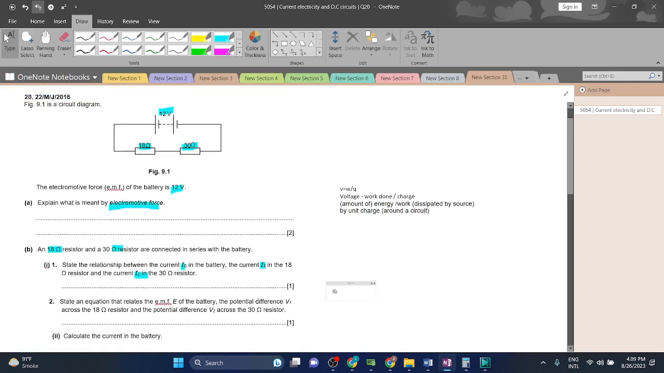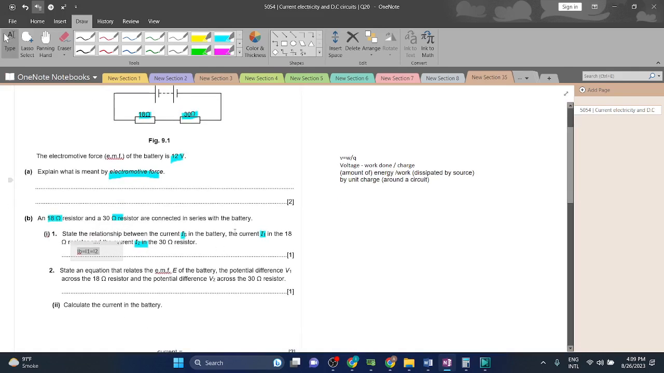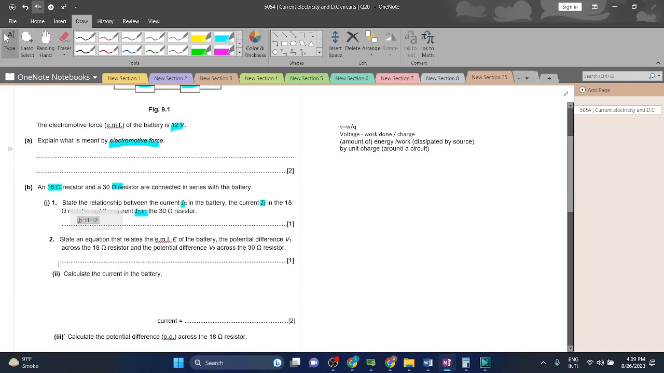So IB will be equal to I1 will be equal to I2. They are equal to each other because they are the same value.